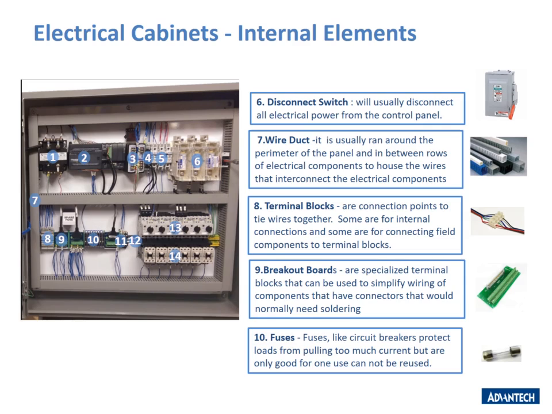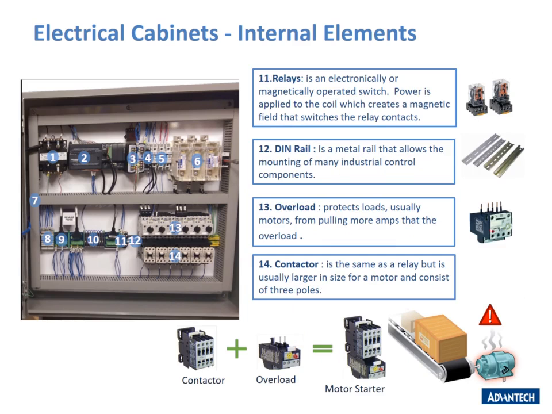10. Fuses are like circuit breakers and protect loads from pulling too much current but are only good for one use, cannot be reused. 11. Relay is an electronically or magnetically operated switch. Power is applied to the coil, and it switches the relay contacts. As a result, the contact that was open at the beginning will change the status, and turn to be closed. 12. DIN rail is a metal rail that allows the mounting of many industrial control components.